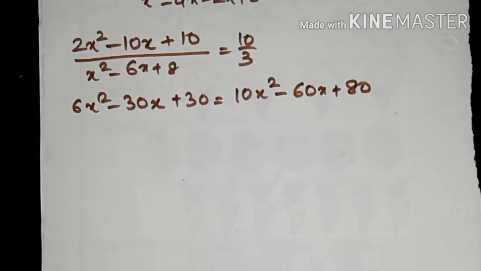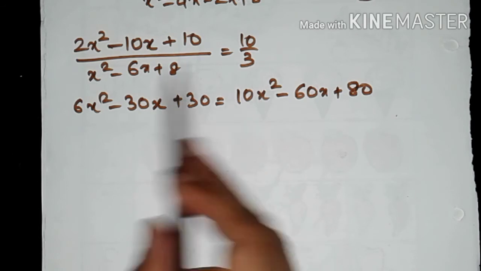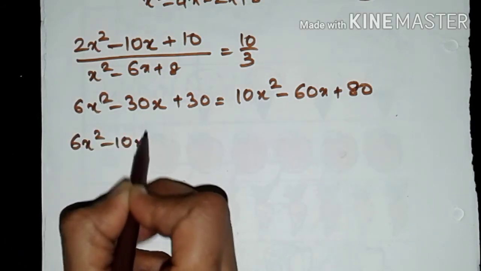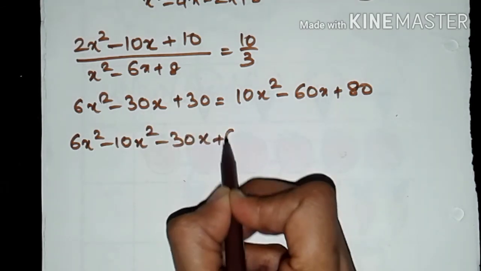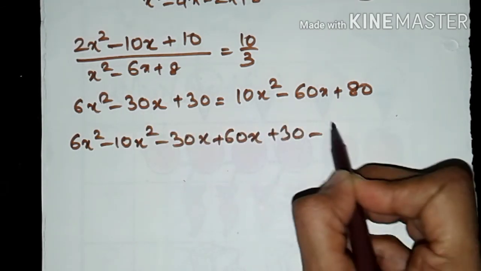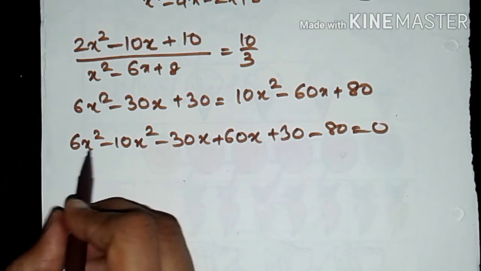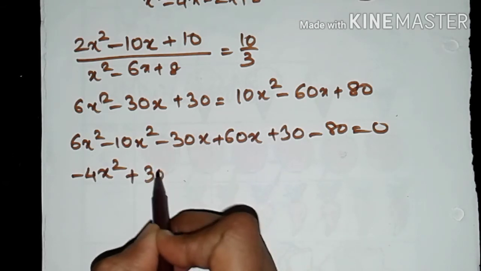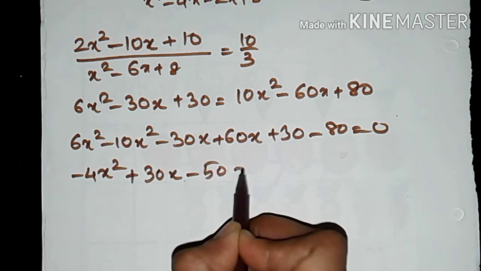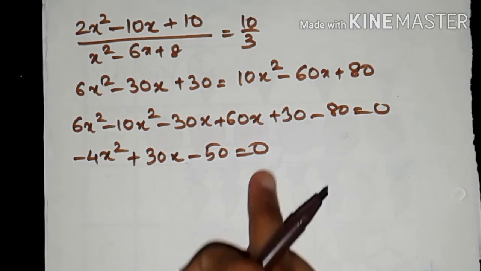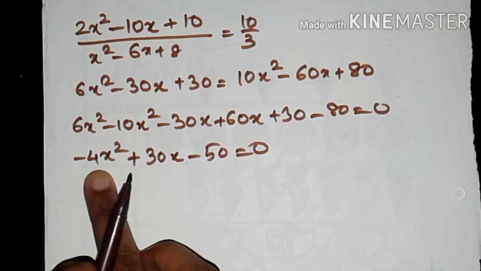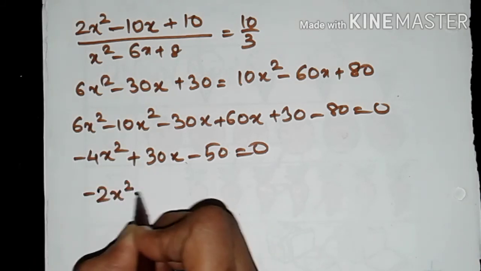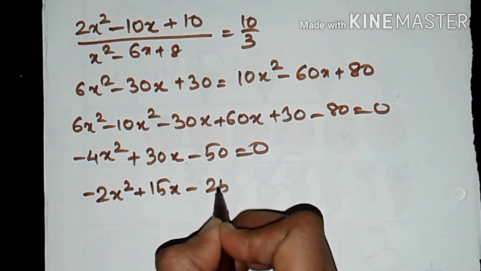Now tell me the next step. What do we do next? We have to bring all the terms to one side. Okay. So 6x square minus 10x square minus 30x plus 60x. Be careful of the signs. Now you'll get minus 4x square plus this will be 30x. This will be minus 50. Now tell me, can we take out any number common? I think you can take 2 common. So I'll get minus 2x square plus 15x minus 25.